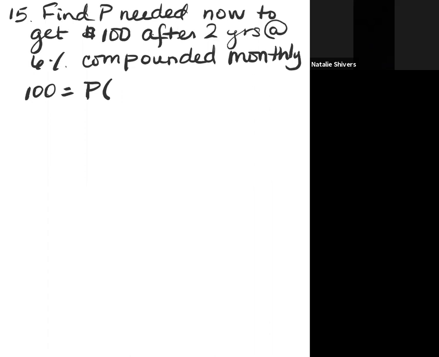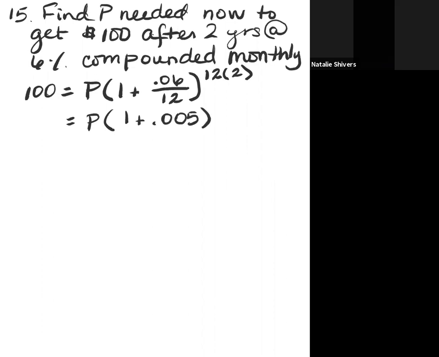P is our variable, 1 plus the rate as a decimal, 0.06, divided by how many times we're compounding. Monthly is 12. 12 also goes in the exponent times 2. So again, I want to simplify as much as possible. So 0.06 divided by 12 is 0.005, to the 24th. My 100 is still on the left. 100 equals P times 1.005 to the 24th.